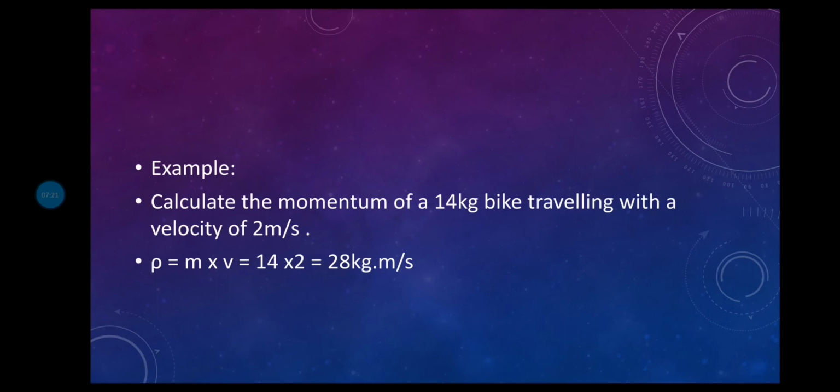Let's calculate a momentum. Example: calculate the momentum of a 14 kilogram bike traveling with a velocity of 2 meters per second. Momentum equals m, which is the mass, times v, which is the velocity. So it's 14 times 2 equals 28. The unit is kilogram meter per second. Kilogram from the mass, meters per second from the velocity.